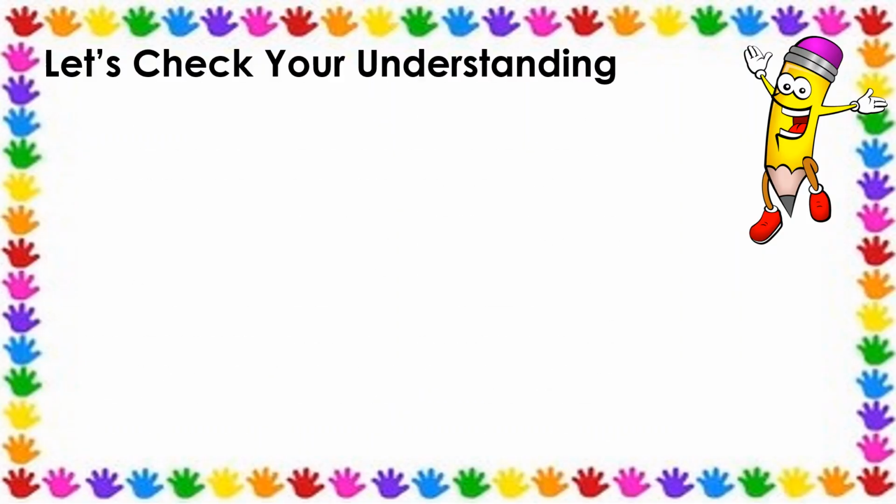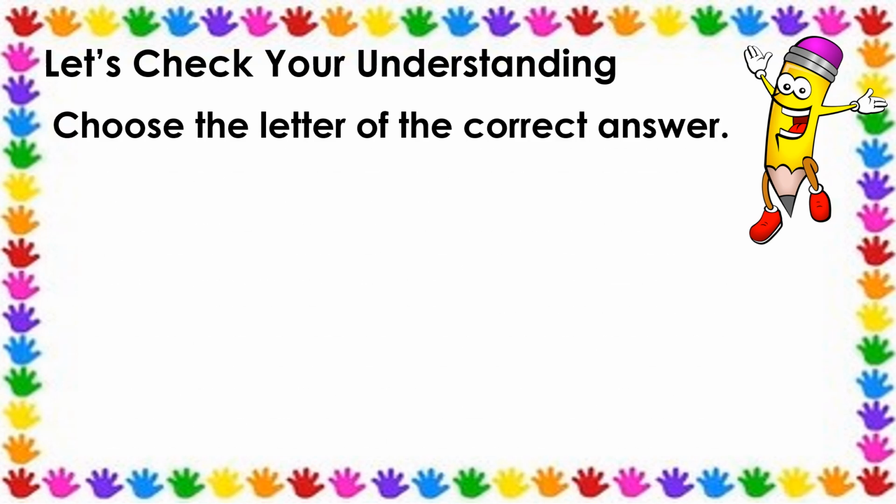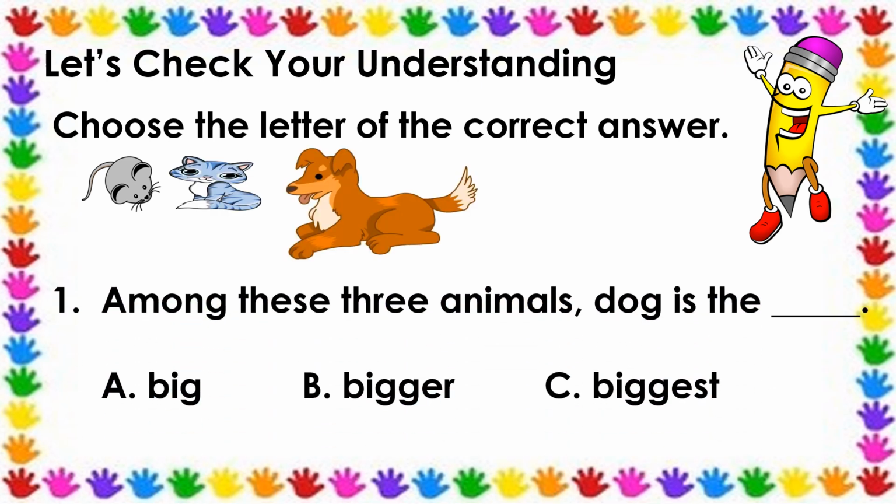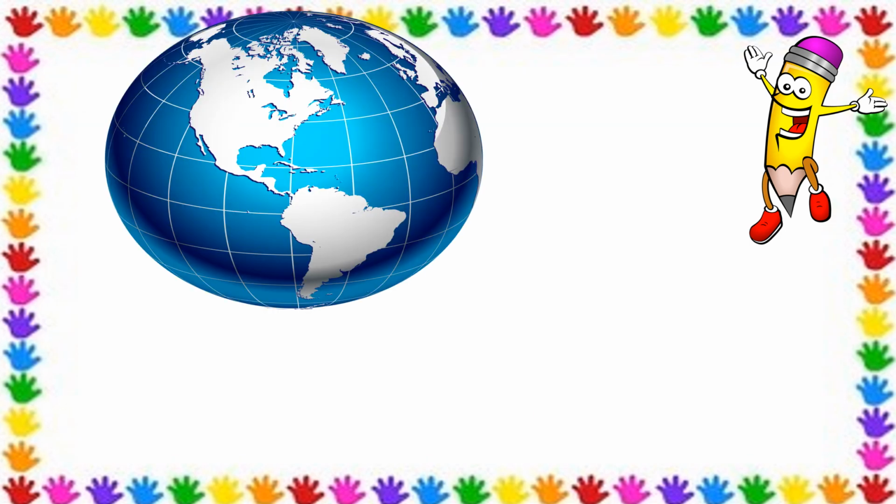Let's check your understanding. Choose the letter of the correct answer. Among these three animals, dog is the blank. A, big. B, bigger. C, biggest. Answer? Okay. C, biggest. Next.